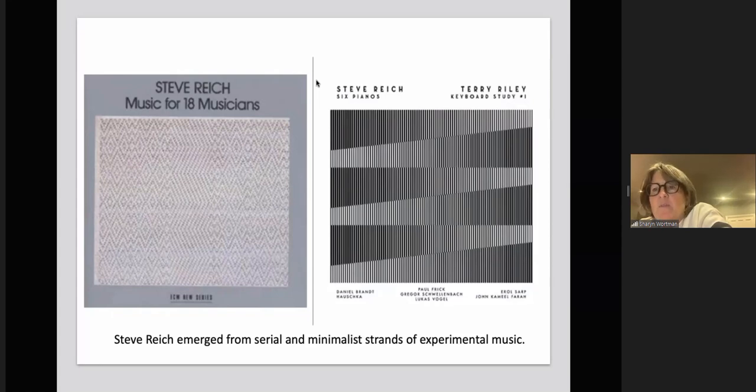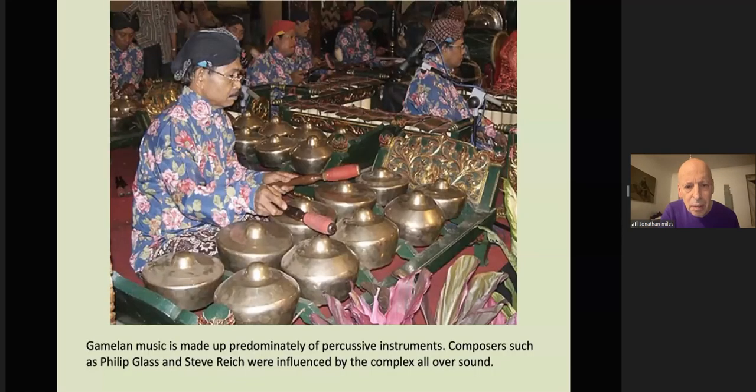Steve Reich emerged from serial and minimalist strands of experimental music. So we might listen to Music for 18 Musicians after the presentation. Gamelan music is made up predominantly of percussive instruments. Composers such as Philip Glass and Steve Reich were influenced by the complex all-over sound.